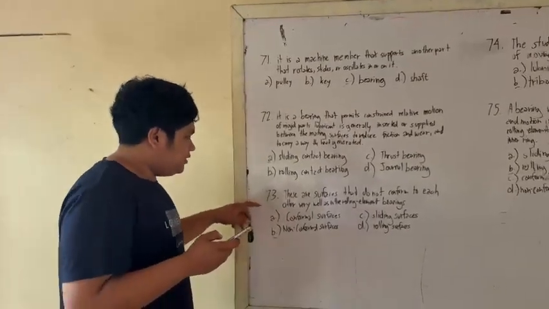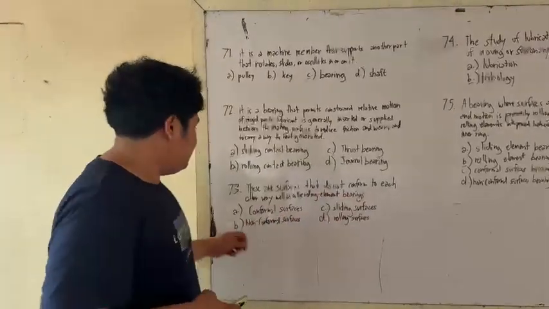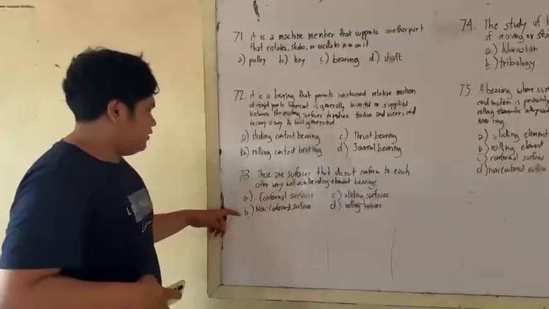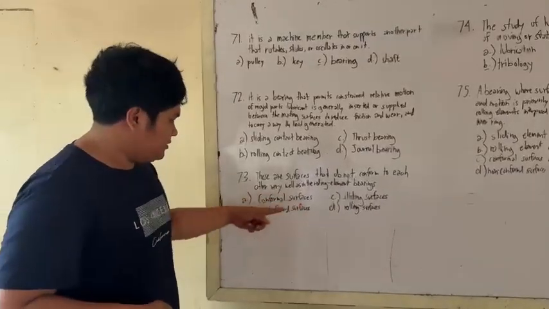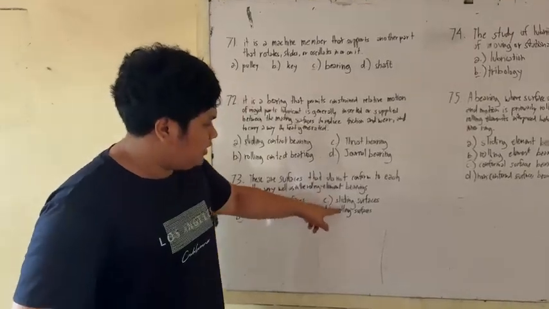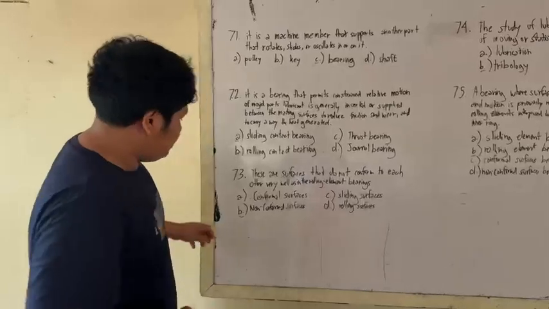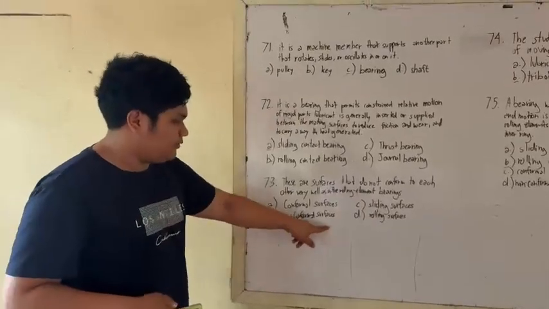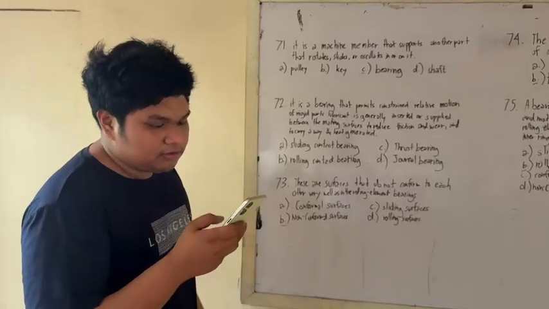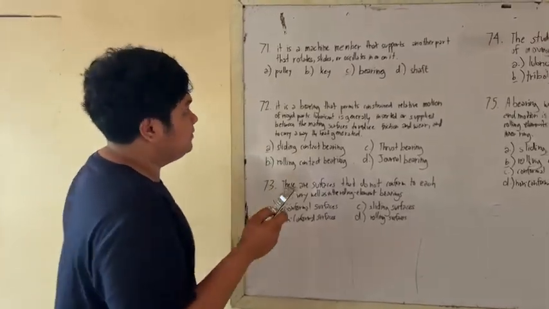So we have 73. These are the surfaces that do not conform to each other very well, as in the rolling element of bearings. So we have A, conformal surfaces, B, non-conformal surfaces, C, sliding surfaces, and D, rolling surfaces. So the answer is B, non-conformal surfaces. Surfaces that do not fit into one another, resulting in very small contact areas or points or lines.